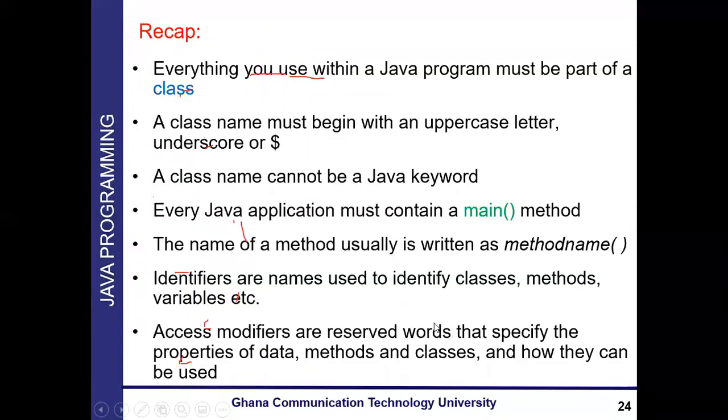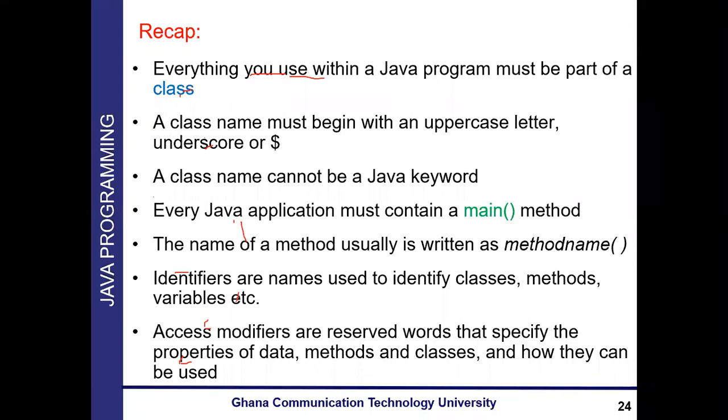So to wrap up what we've been talking about this morning, we said everything we use in a Java program must be part of a class. So you cannot just start writing a Java application and expect it to run. It has to be within a class. So we always say public class this before we start. Now the class name, we've already talked about, must begin with an uppercase letter, an underscore, or the $ sign.